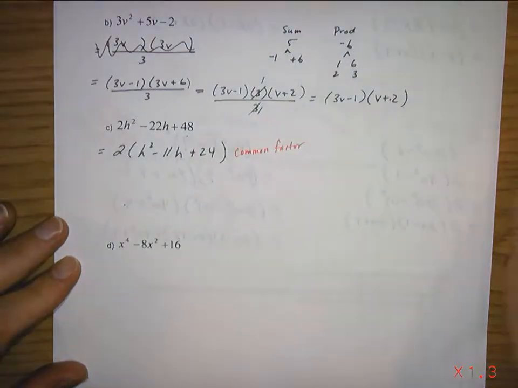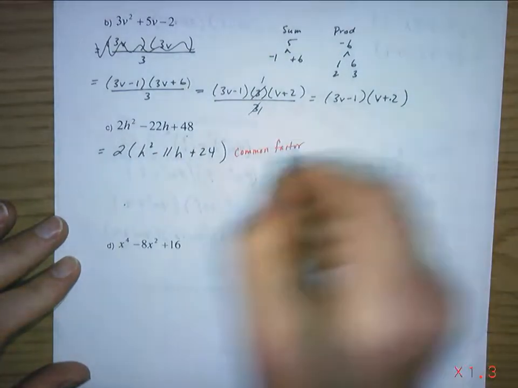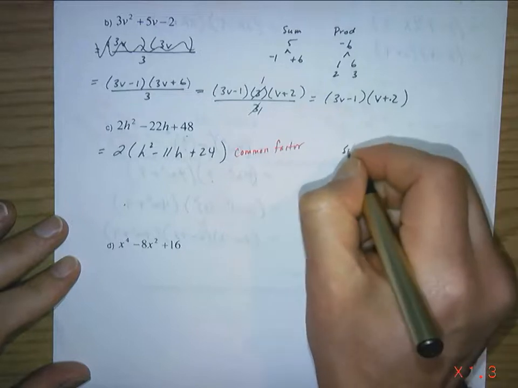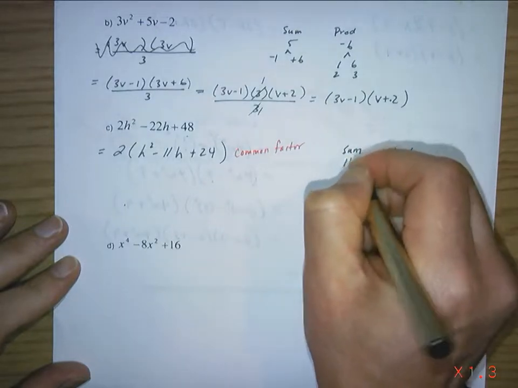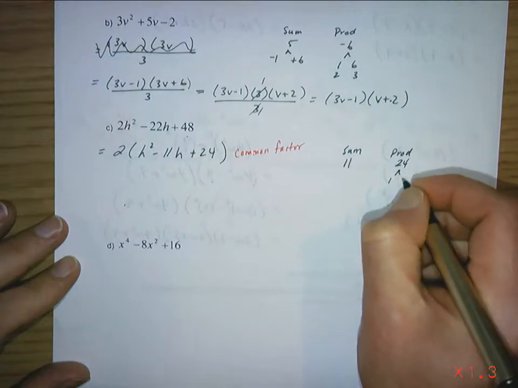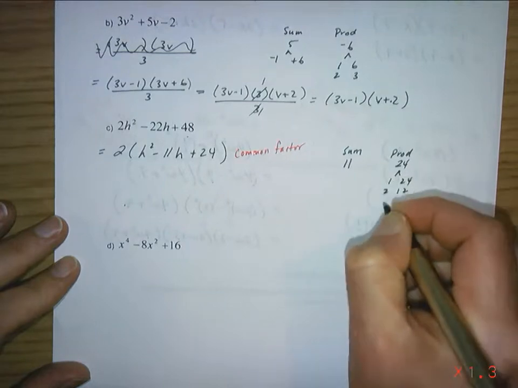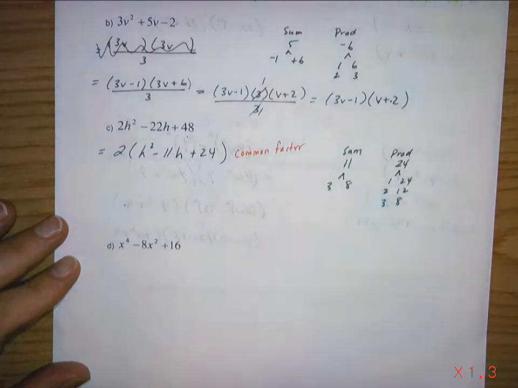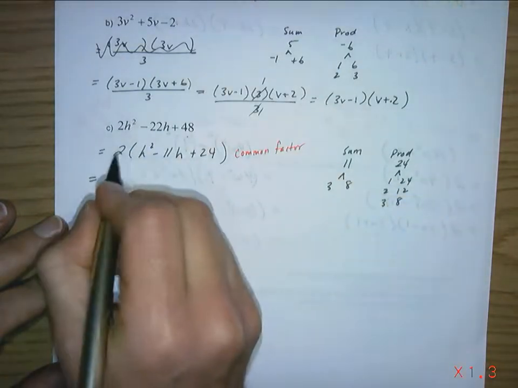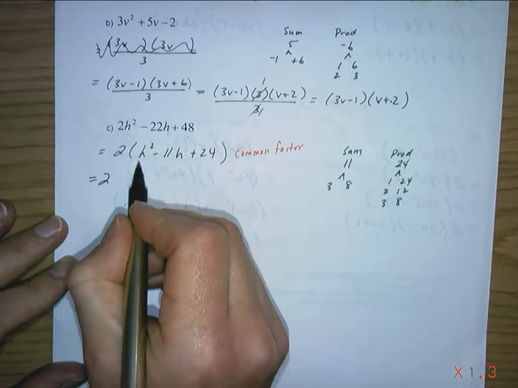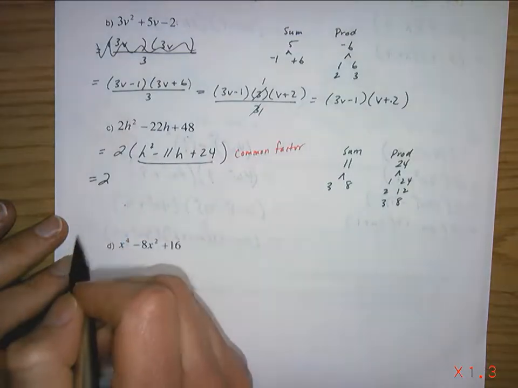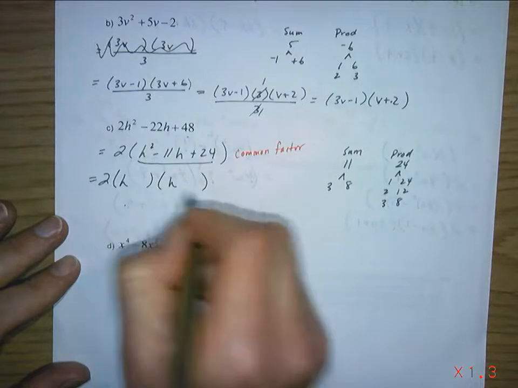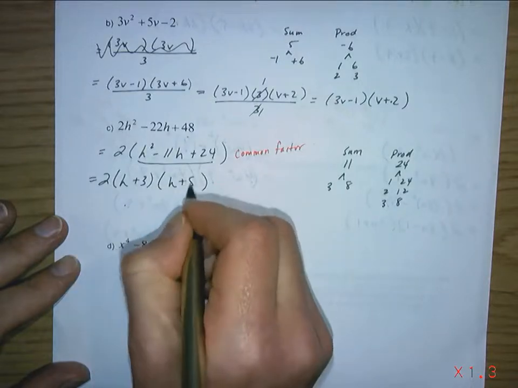Now I'm looking for 2 numbers that will multiply to give 24. So I'm looking for a product of 24 and a sum of 11. Well, 24 is 1 and 24, 2 and 12, but it's also 3 and 8. And 3 and 8 go together to give me 11. So I got to keep the 2, don't forget about it. But we factored that trinomial. And it was an h, an h, plus 3, and plus 8.